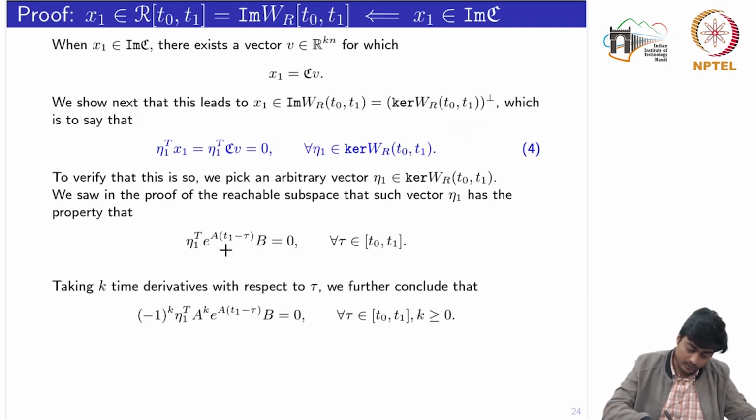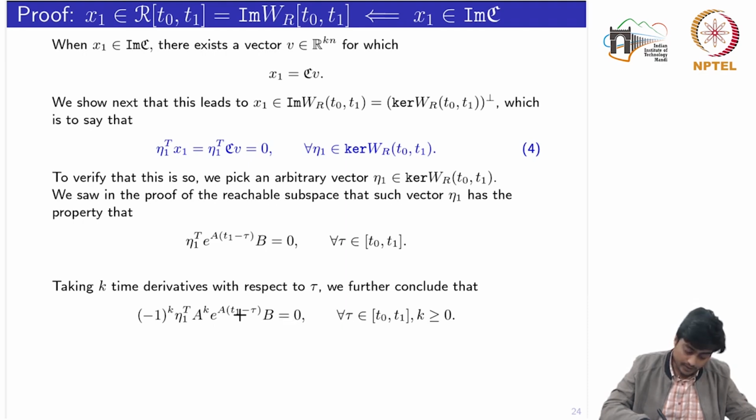So starting from this part, I will take k time derivatives with respect to tau of this equation. So we further conclude that if we take the k-th derivative, I would have, because of this minus tau, minus 1 to the power k, eta 1 transpose. I would also have A to the power k by taking the k-th derivative of this exponential itself, and the B matrix. And on the right hand side, it should also be equal to 0.